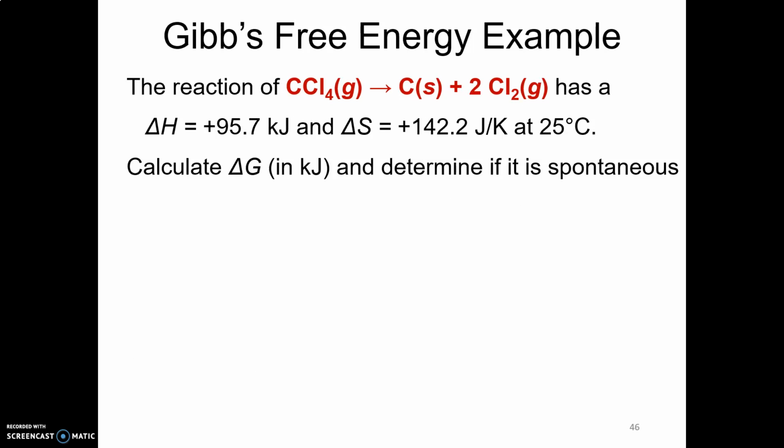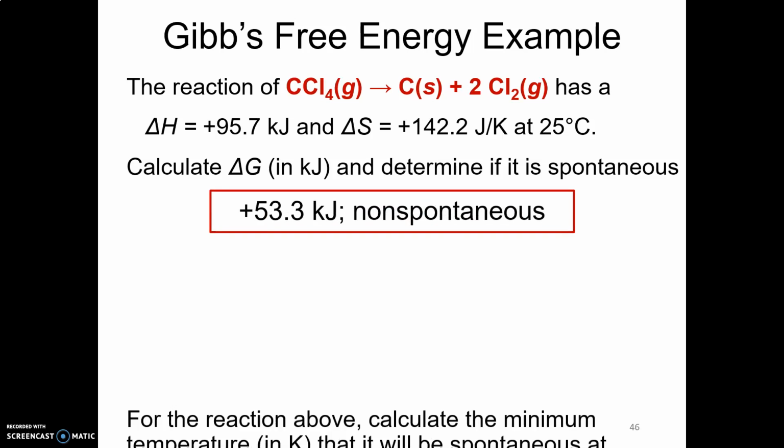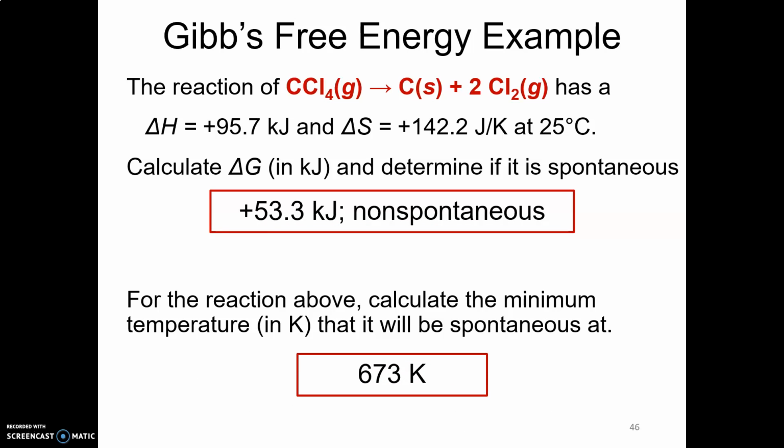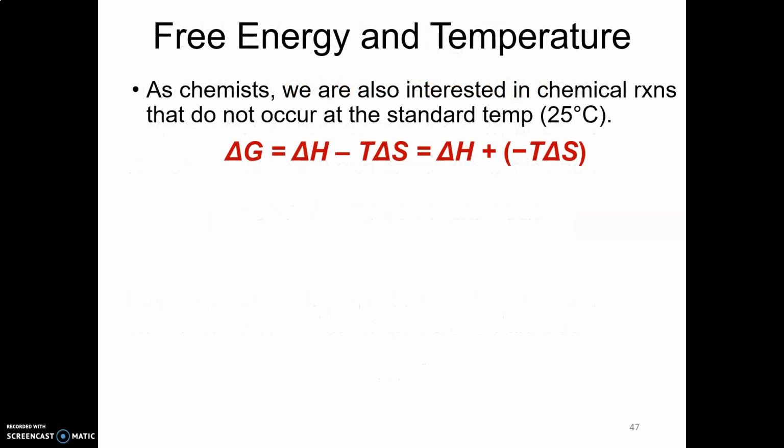Now, in this example, it says calculate delta G in kilojoules and determine if it is spontaneous. I'm going to shoot past this because I'm going to work these examples in the next video. So I'm just going to skip it for now. That was slide 46. We'll go back in the next video.